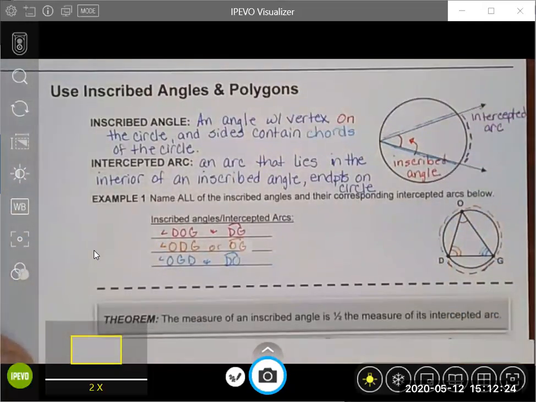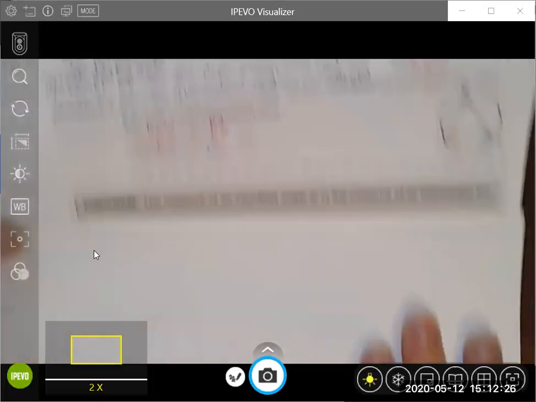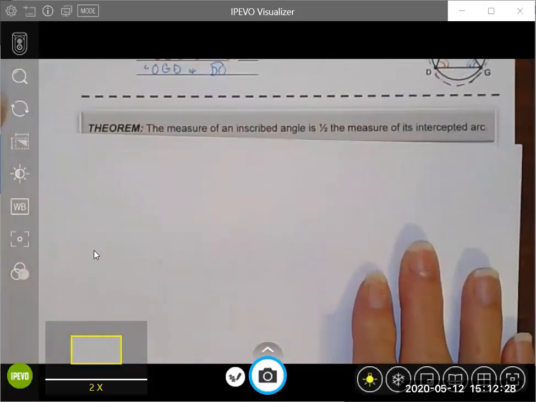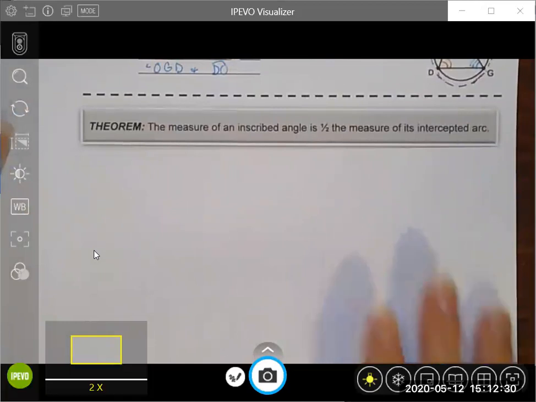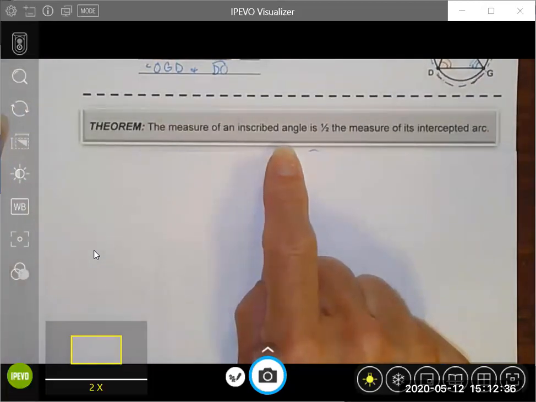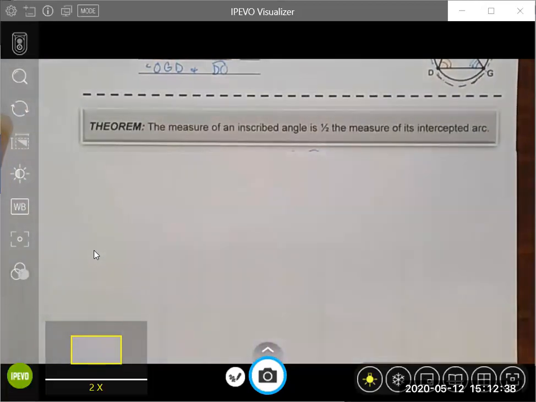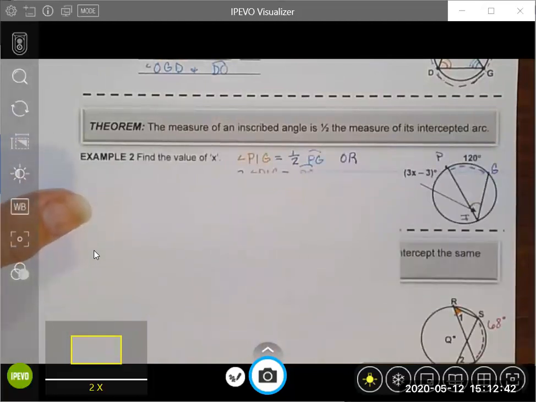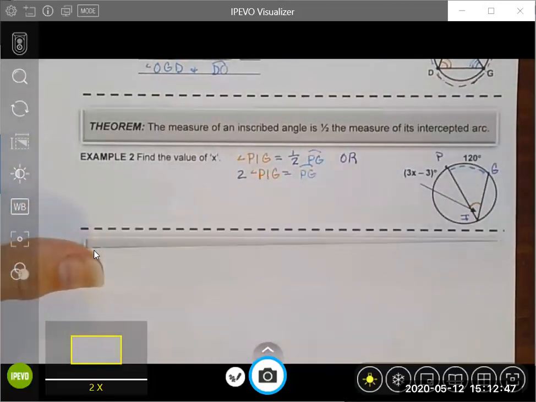As with all of our circles, there are lots of theorems that go along with these. Let's just look at one of them. This one is pretty concise. It says that the measure of an inscribed angle is half the measure of its arc. So what does that mean?